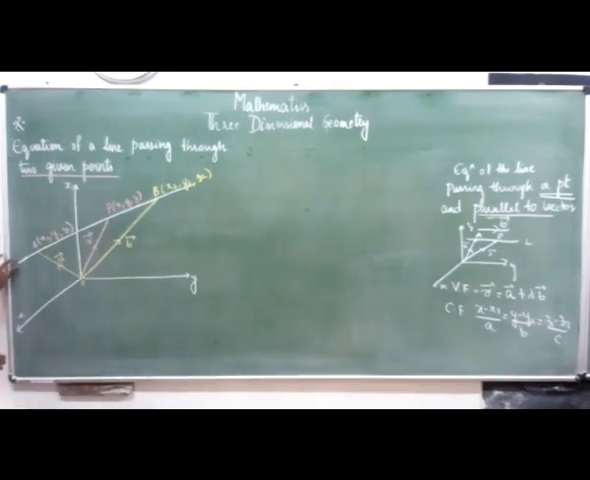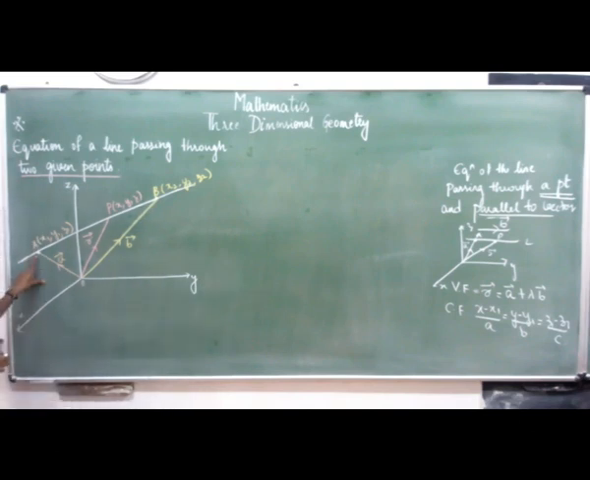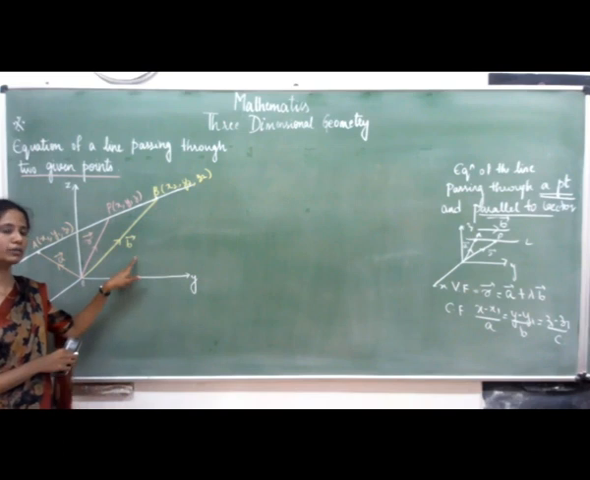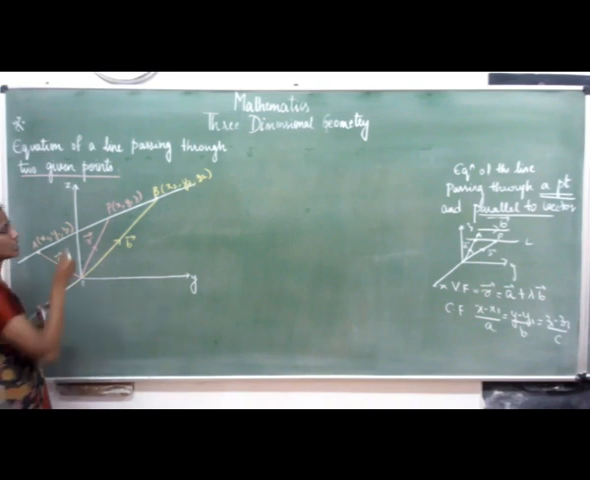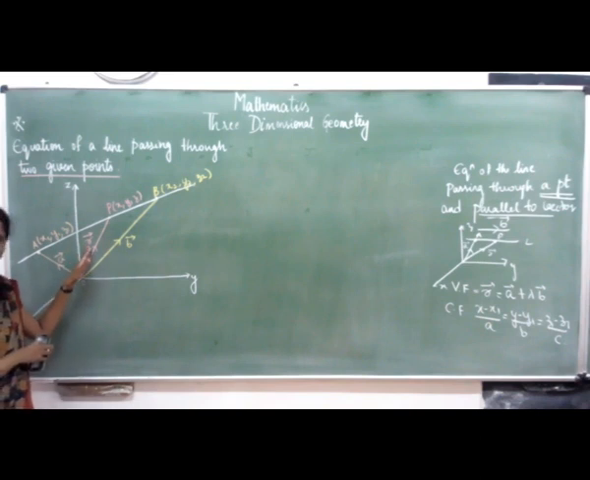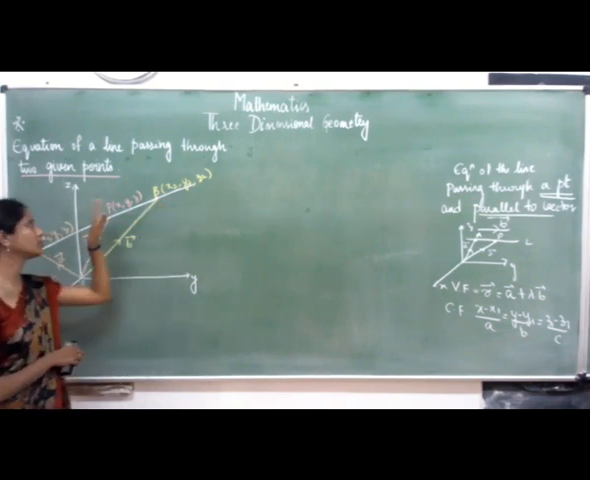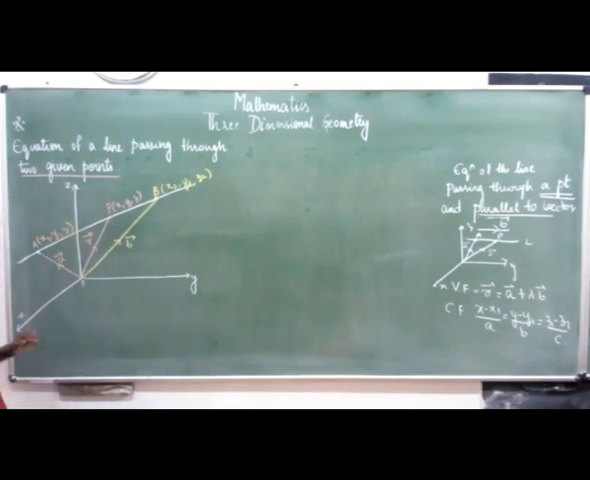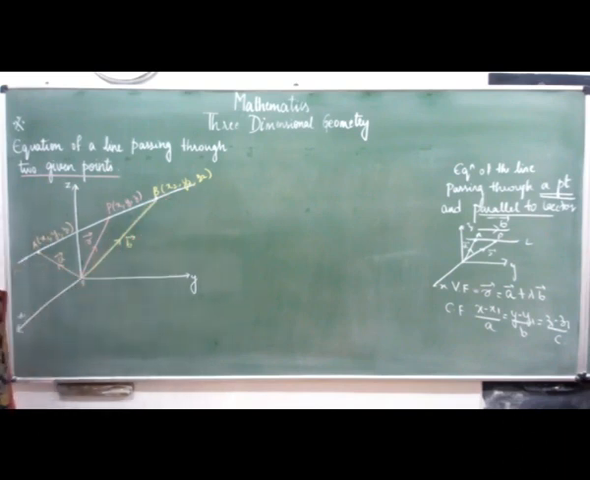Here you can see a line passing through two given points, point A and point B. The position vector of point A is vector A, and the position vector of point B is vector B, with respect to the origin O. To find the equation of this line, I am considering another point, say P, whose position vector is vector R. The Cartesian coordinates of A are x1, y1, z1, of B are x2, y2, z2, and of P are x, y, z. We are going to derive the equation of this line passing through the two points A and B.